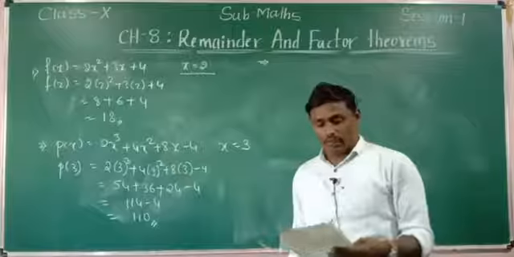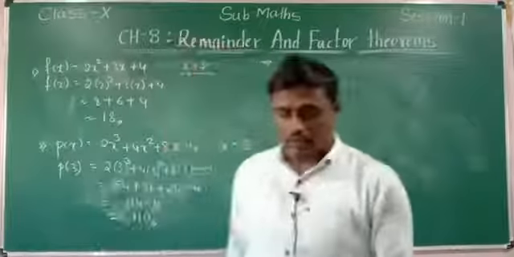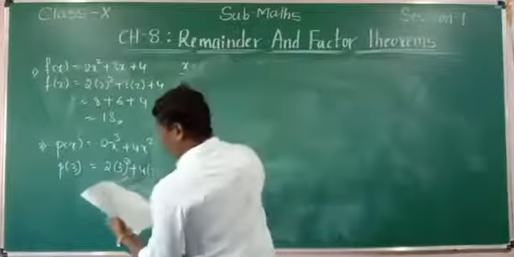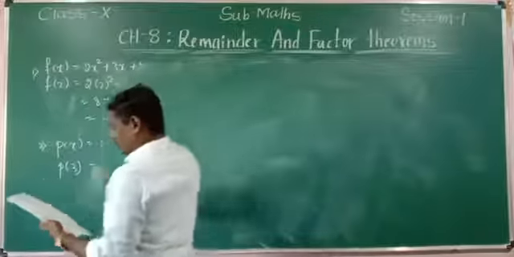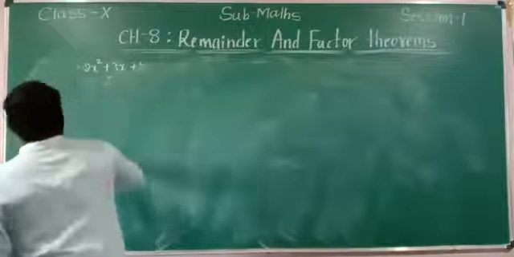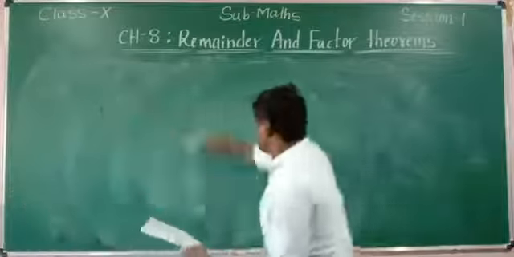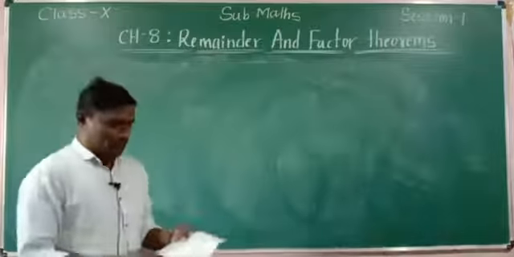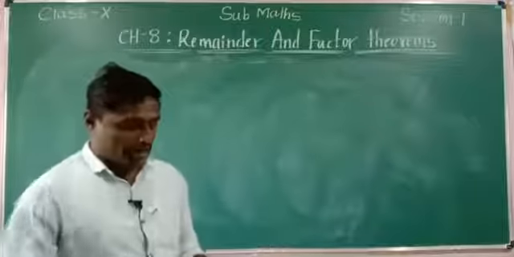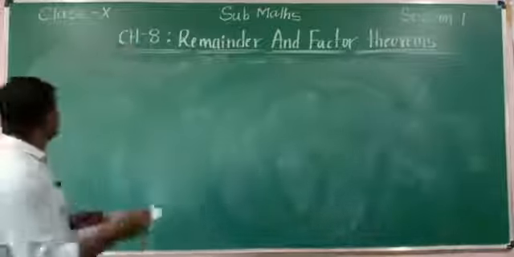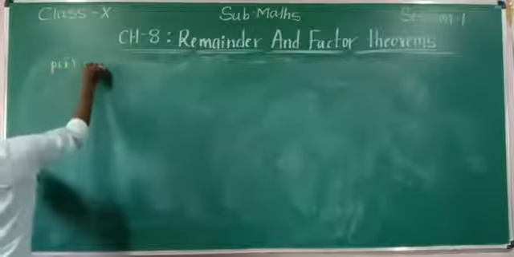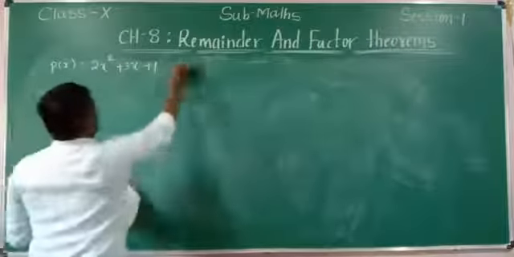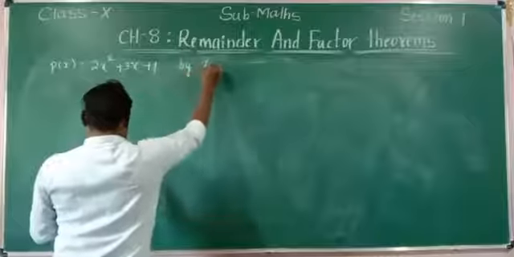See the next example. Find the remainder obtained on dividing p of x, which is equal to 2x square plus 3x plus 1, by x plus 1.